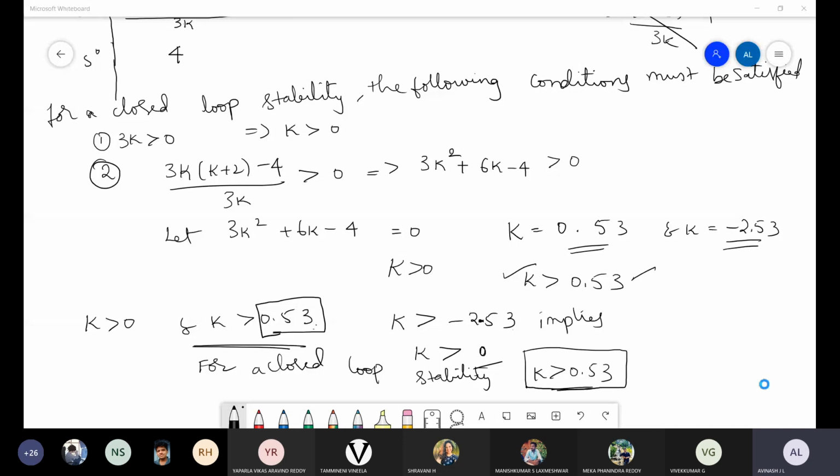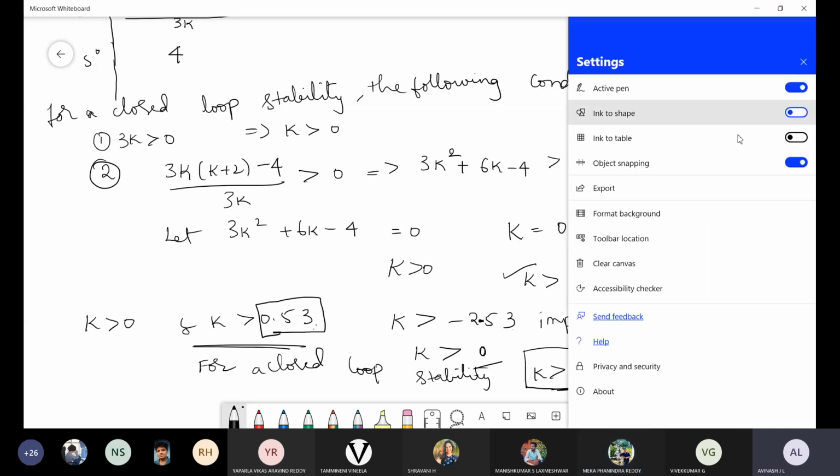Is there any doubt in this particular numerical, all of you? Did you understand? No doubts. Very good. What about others? Padina, did you understand? Yes, sir. Okay, so we can go for the next numerical.